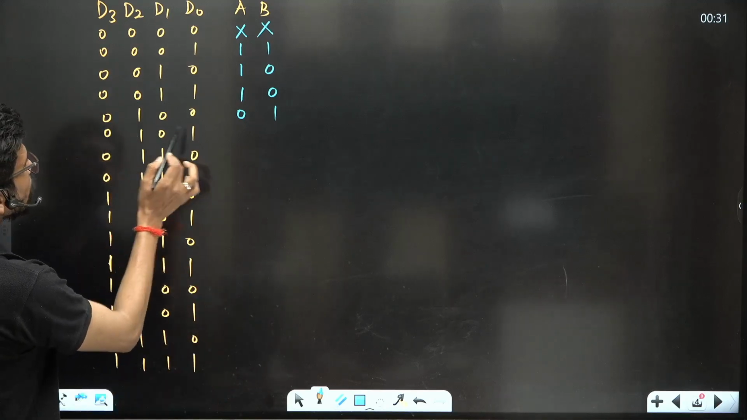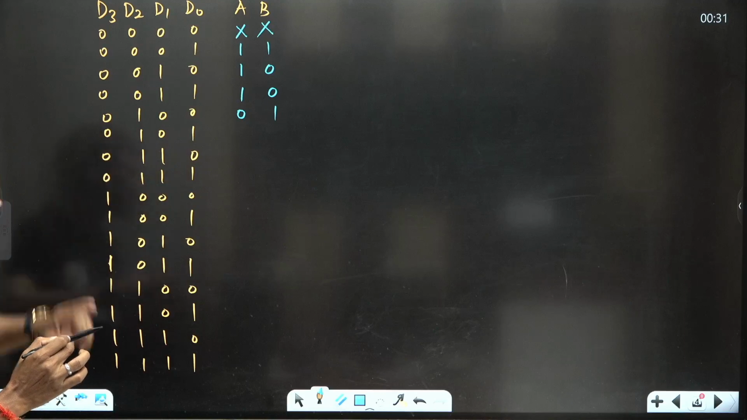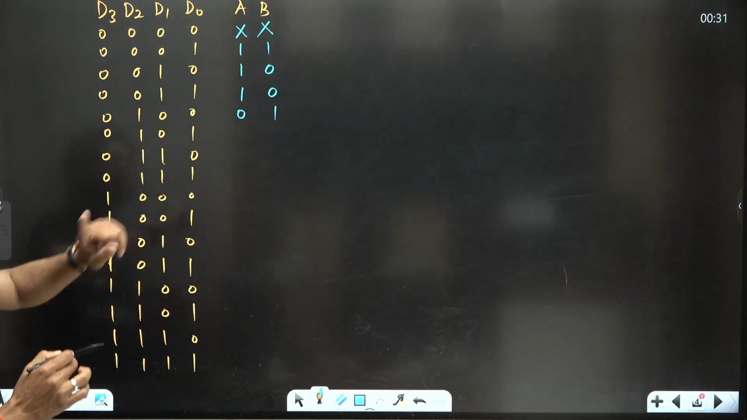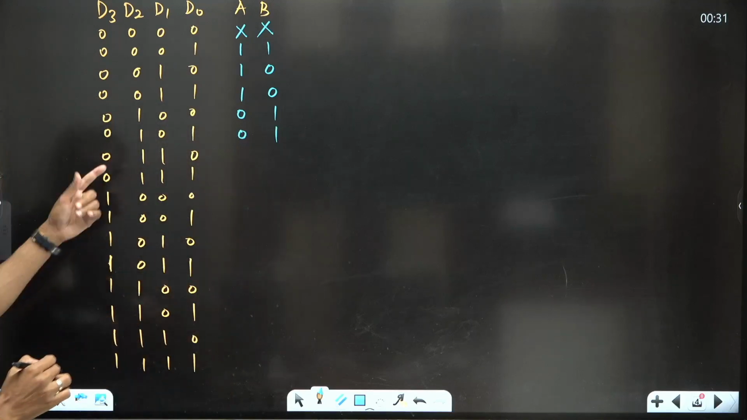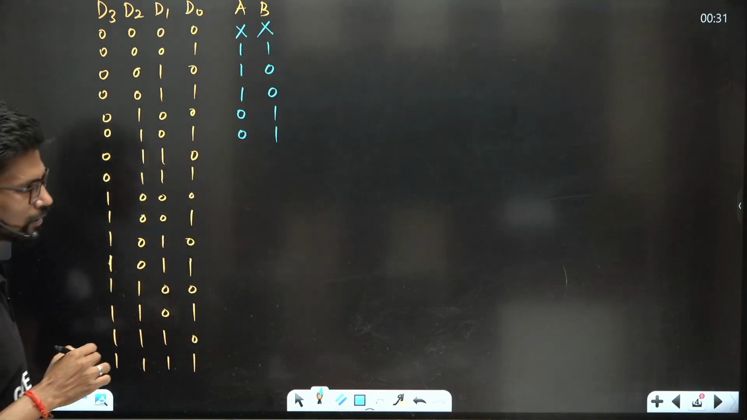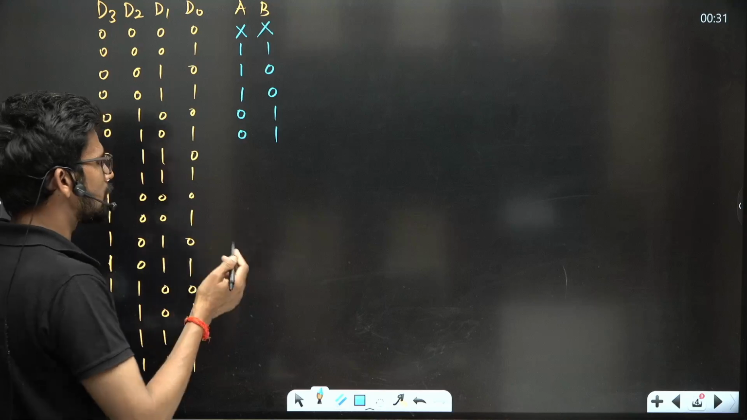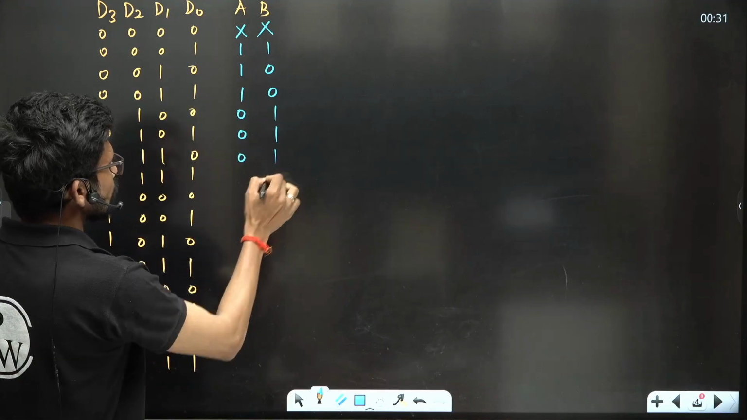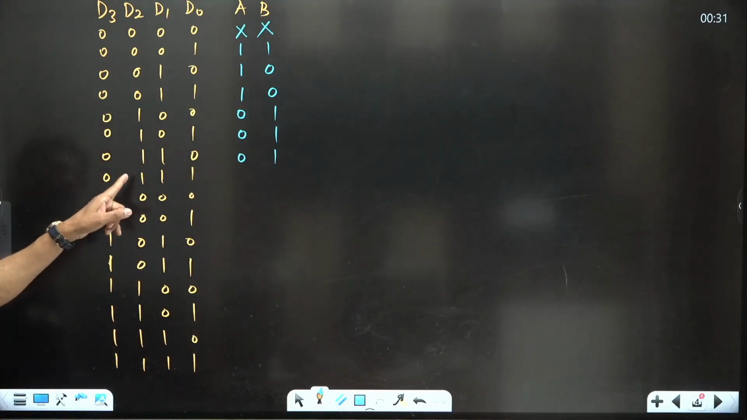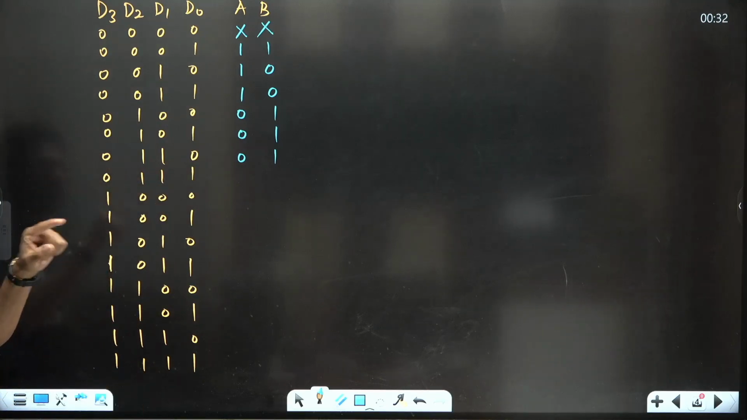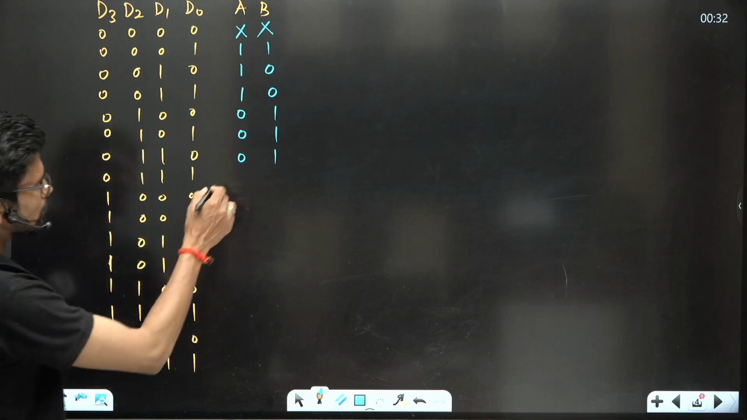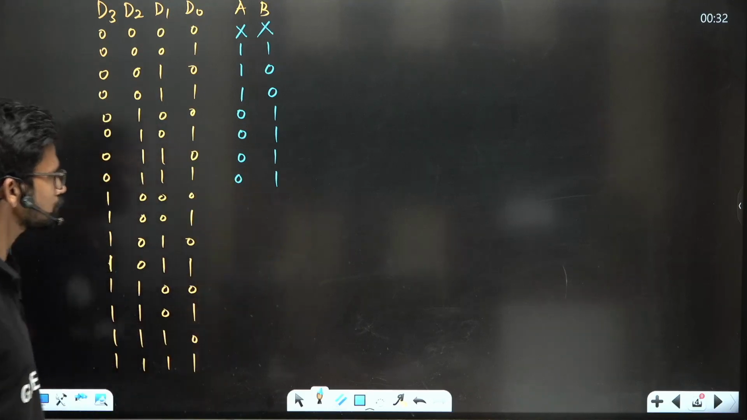Here D2 and D0 both are 1. So obviously D2 is having the highest priority among D2 and D0, and corresponding to D2 the output will be 0 1. Here D2 and D1 are 1. So among D2 and D1, D2 is having highest priority, so corresponding to D2 output will be 0 1. Here D2, D1, D0, all 3 are 1, but D2 is having highest priority, so output will be 0 1.